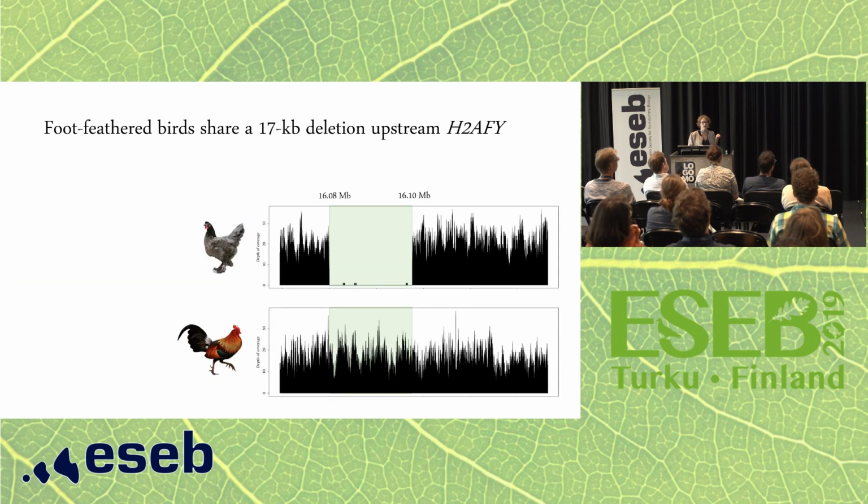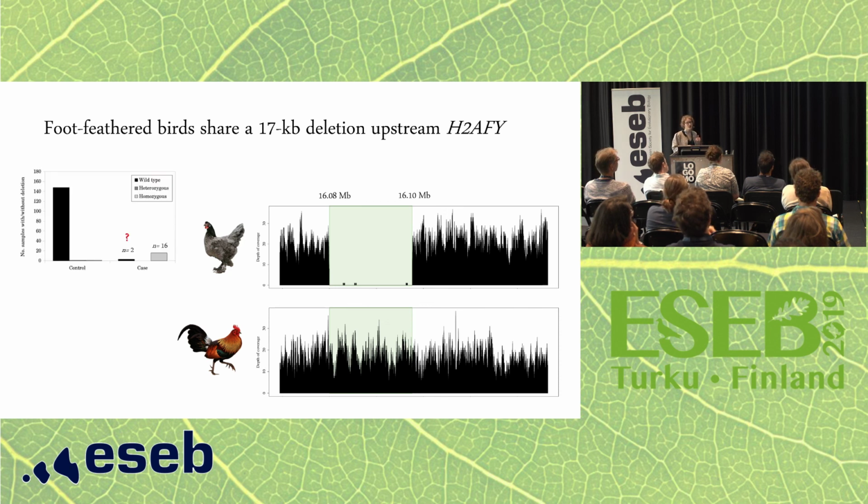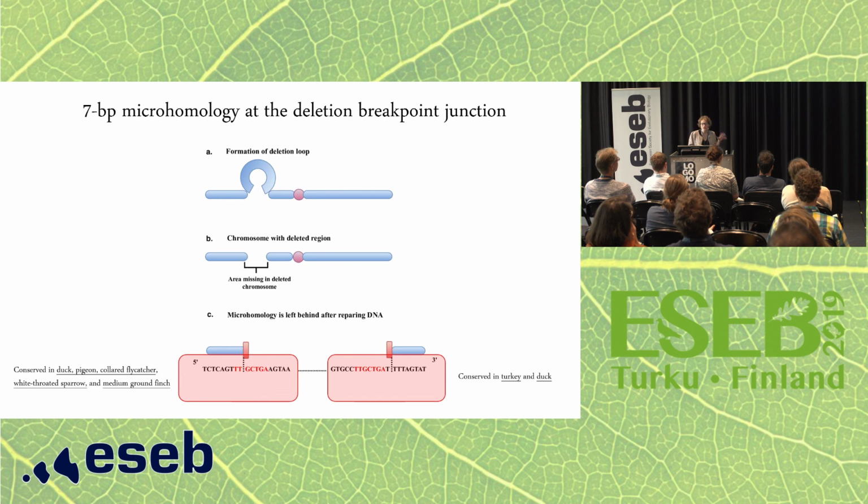We also looked at structural variants in this region, and we indeed observed a 17 kb deletion upstream of our candidate gene. Interestingly, not all foot feather samples were homozygous for the deletion. We then looked in more detail at the deletion, especially the breakpoints, and we observed a 7 base pair microhomology, which shows different levels of conservation across different bird species.